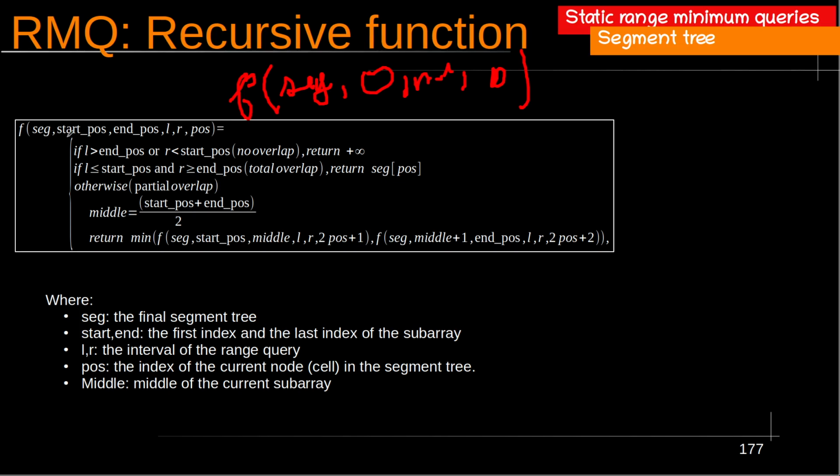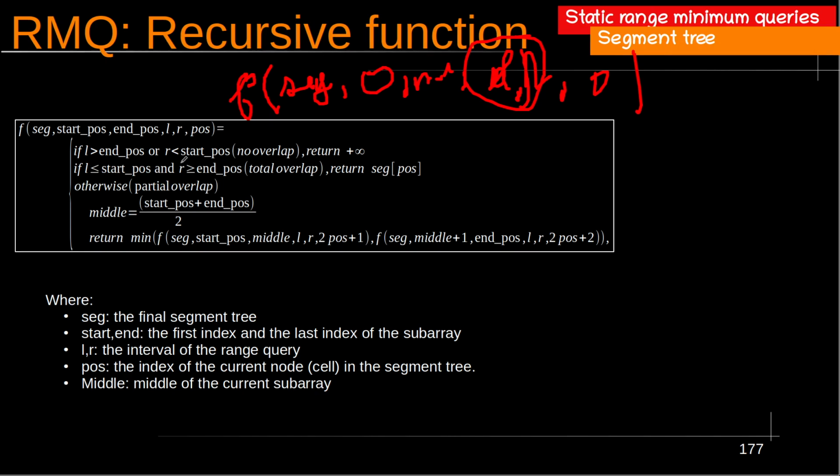So in general, we have the start position of the node, the end position of the node, and sorry, I forgot the left boundary and the right boundary, and of course the position of the node. You have to give the left and the right boundary. And we check if there is no overlap, which means, as we have seen in the pictures in the previous slide, if the left boundary is greater than the end position of that node, or the right boundary is less than the start position, we return plus infinity.